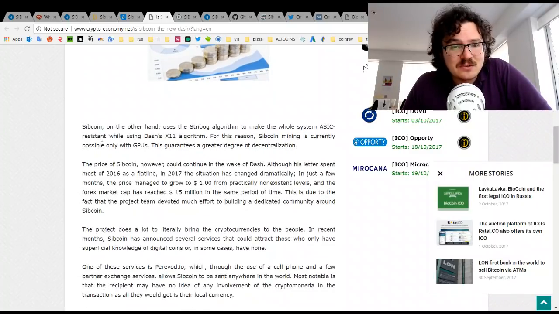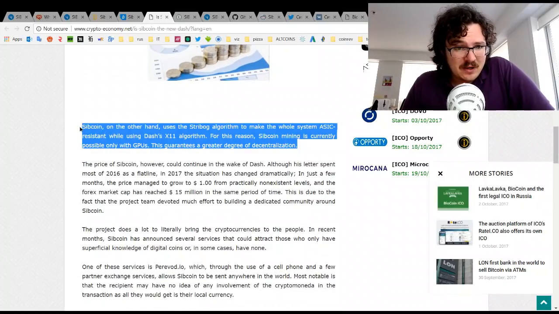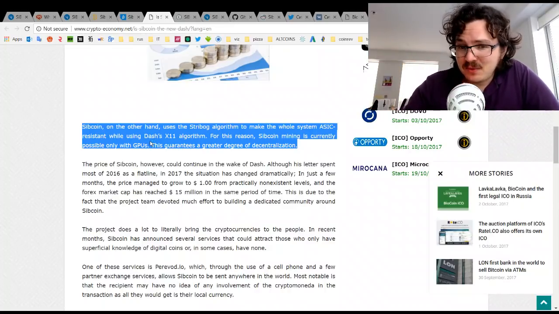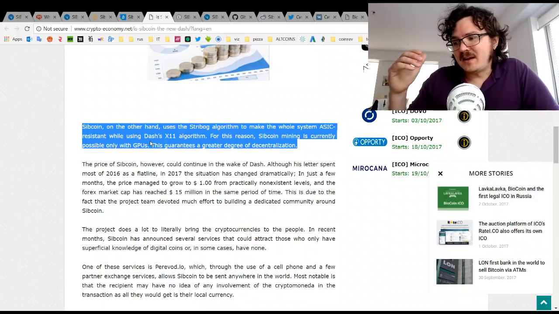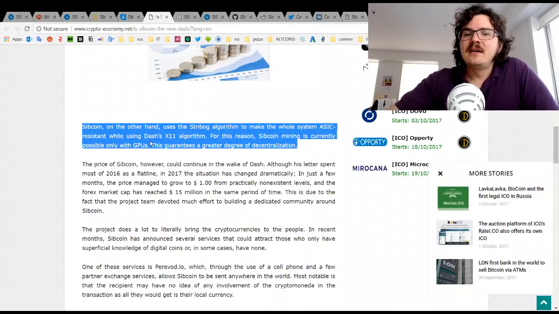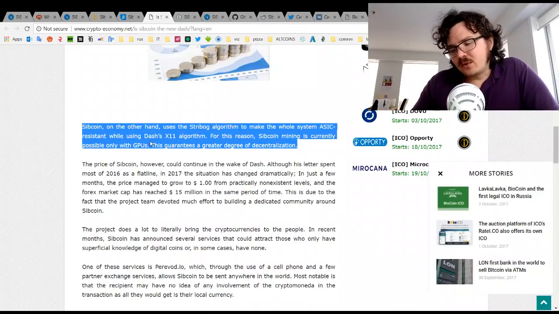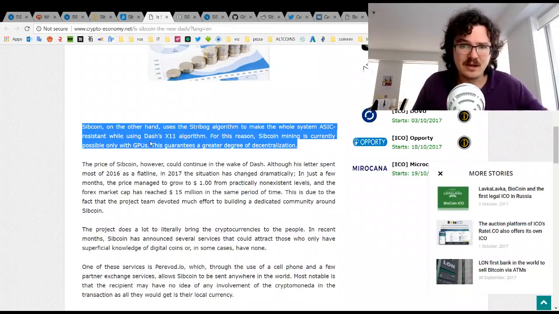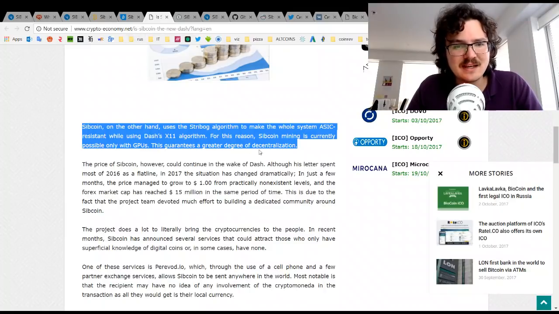Now, the one thing that I find interesting here is that Sibcoin is ASIC resistant. They use something called the Strybog algorithm. So basically, you can only mine this using your GPU, which again makes it more accessible to regular human beings who don't want to go out and invest a lot in ASICs. Of course, GPUs aren't cheap either, but maybe you've already got a gaming computer set up. You can just do a bit of mining when you're not gaming. Great, earn money just on the side. That's fantastic. That's the mining dream, I think. So that's really cool. I like that.